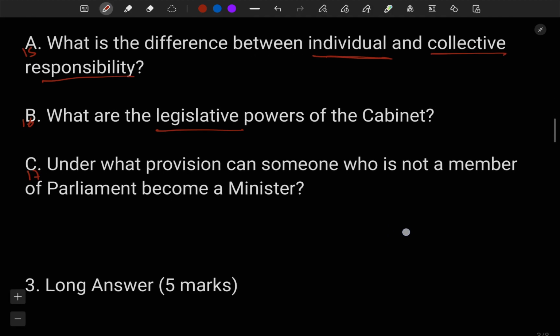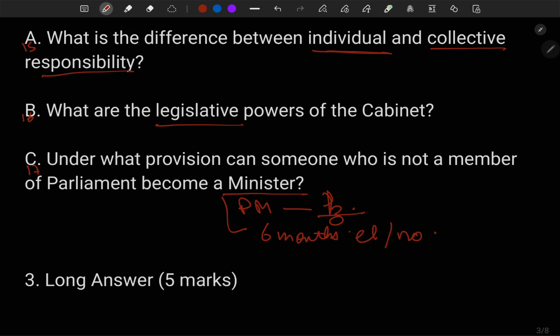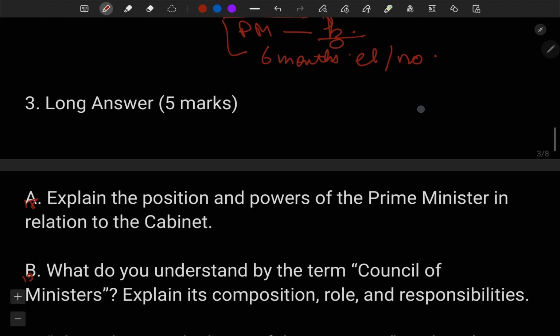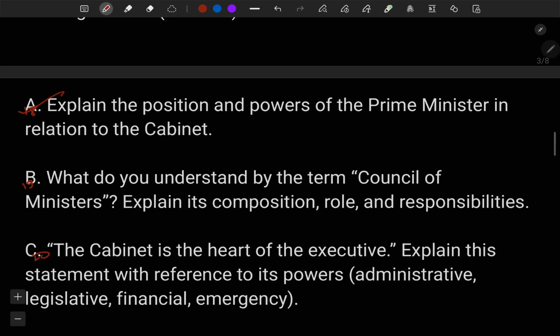Moving forward, under what provisions can someone who is not a member of Parliament become a minister? If the Prime Minister advises the President to appoint that person as a minister, then that person can become a minister, provided that within 6 months that person has to be either elected or nominated to the house. Moving forward, explain the position and power of the Prime Minister in relation to the cabinet. I think this question we have completed.